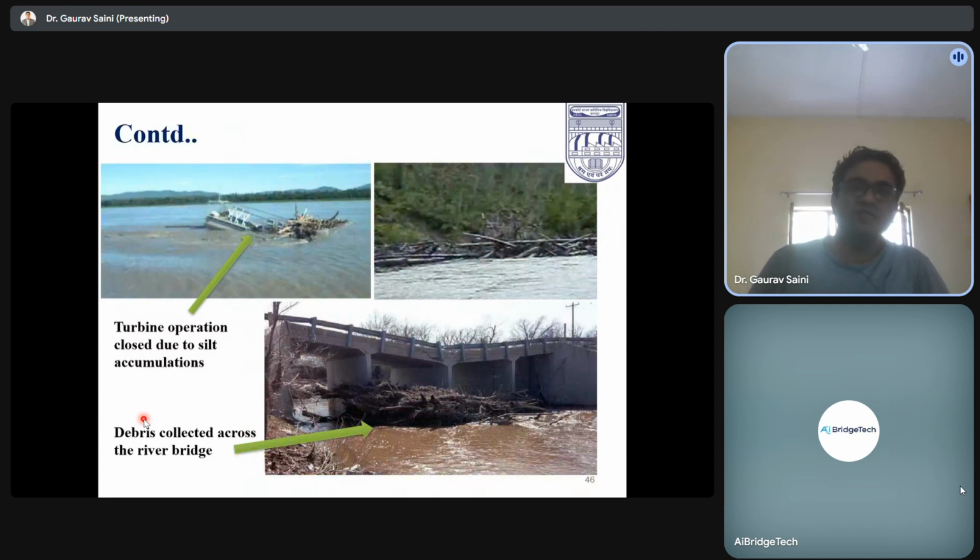So here you can see, because of the silting, the whole structure of the generation of the power is basically destructed. Here you can see debris collected across the river bed. So these debris may interact with the hydrokinetic turbines. So this will directly affect the operation of the hydrokinetic turbines. So we need to also take care of such kinds of effects on the power generation.